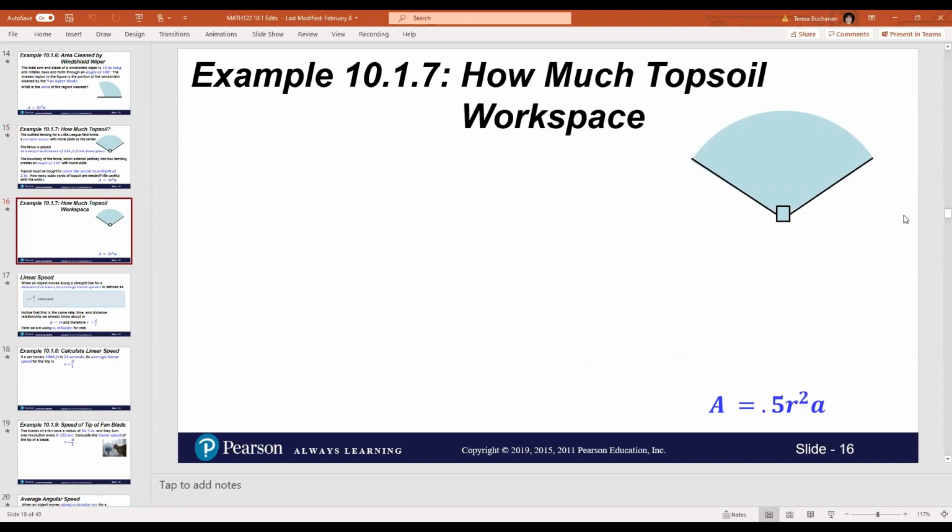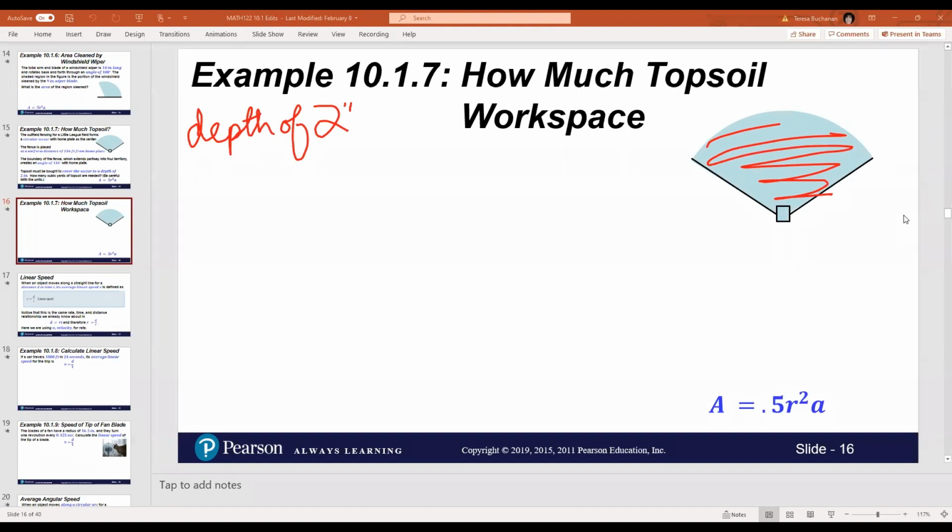All right. So again, the goal is topsoil at a depth of 2 inches across this entire area, which says, of course, we have to find that area first. But then we also want to calculate this in cubic yards. Cubic yards to a depth of 2 inches. All right, so how do we do that? Well, let's get this area under control first.